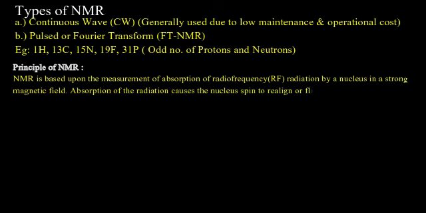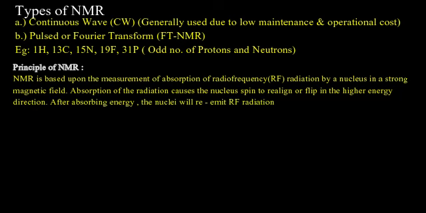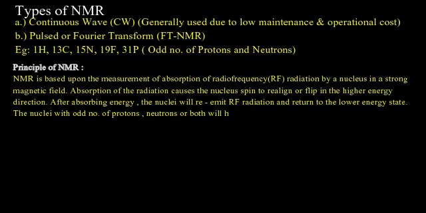Absorption of the radiation causes the nucleus spin to realign or flip in the higher energy direction. After absorbing energy, the nuclei will re-emit RF radiation and return to the lower energy state. The nuclei with an odd number of protons, neutrons, or both will have an intrinsic nuclear spin.